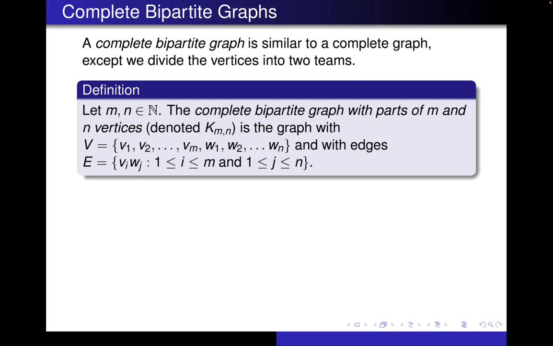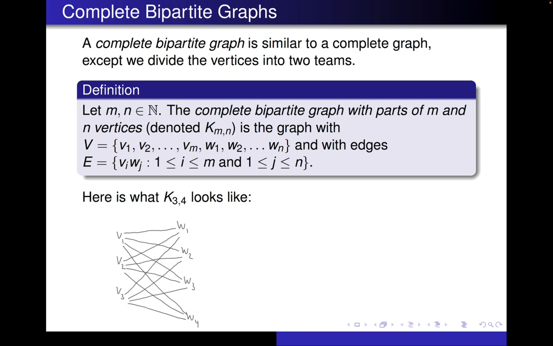And again, it's kind of hard to show you what the complete bipartite graph looks like in general. We'll do a specific example. We'll look at K3,4. Now remember, the 3 and 4 mean that one of the teams has 3 vertices, the other team has 4 vertices, and the complete part says that we're going to draw all the edges that we can between vertices on different teams. So you can see the V team on the left, V1, V2, and V3. You can see the W team on the right, W1, W2, W3, and W4. And notice that we have all the possible edges that we can draw between vertices on the V team and vertices on the W team.